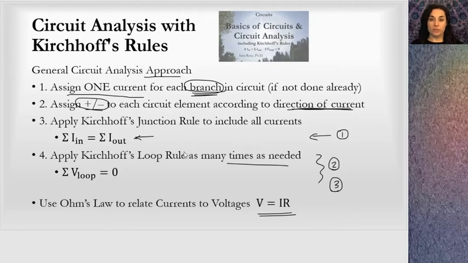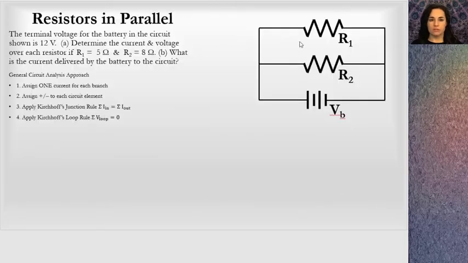So now that I've laid all that out for you, let's practice some circuit analysis on a circuit. And again, here's the 2 parallel resistors. I call them R1 and R2, and we have the voltage from a battery.